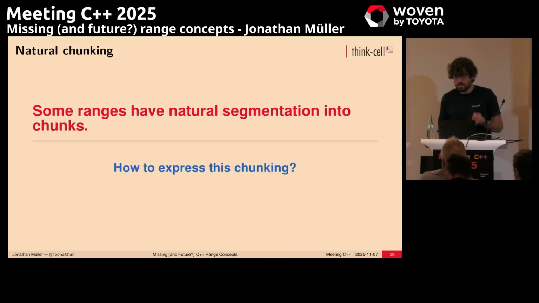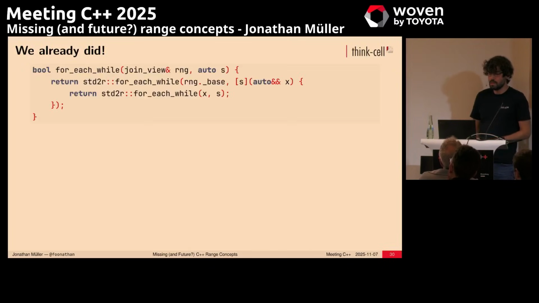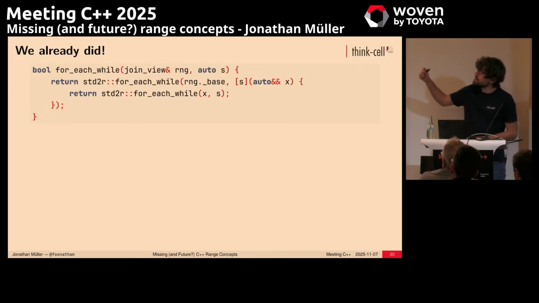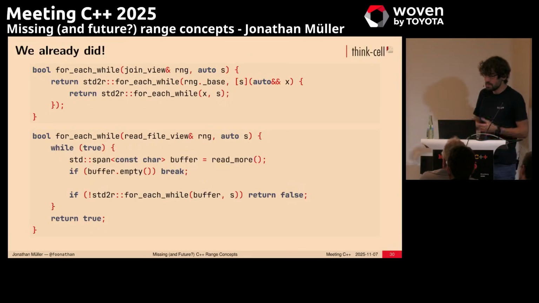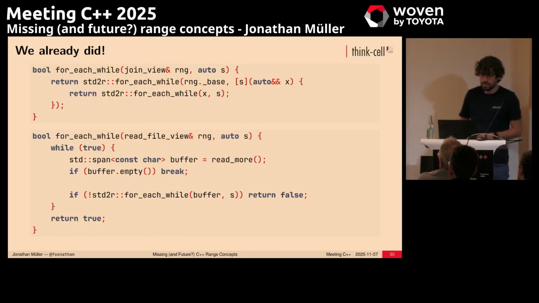And now the good news is, we already did that. We already completely expressed this chunking, namely when we specialized for each while. So our for each while says that we're having an outer loop, and then we're having an inner loop, right? And this is a natural chunking. Similar to the read file, in the inner thing, it keeps passing the same span to the for each while buffer.